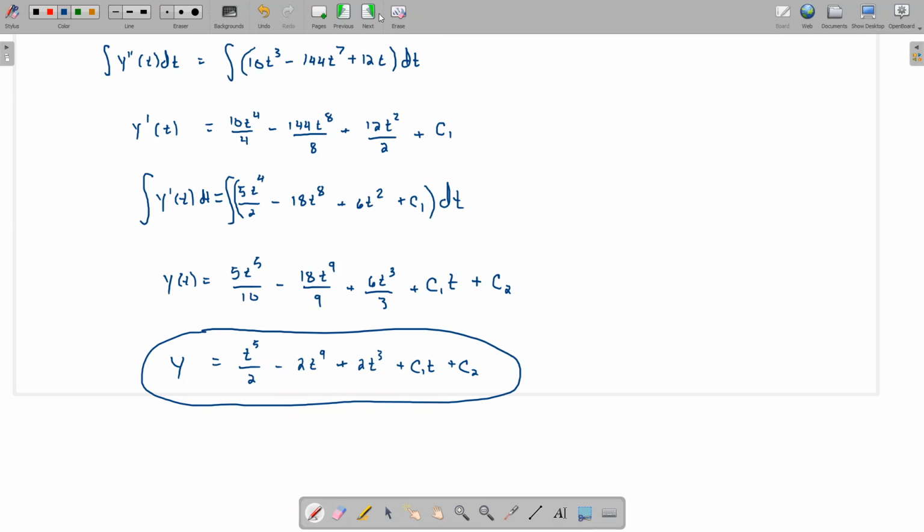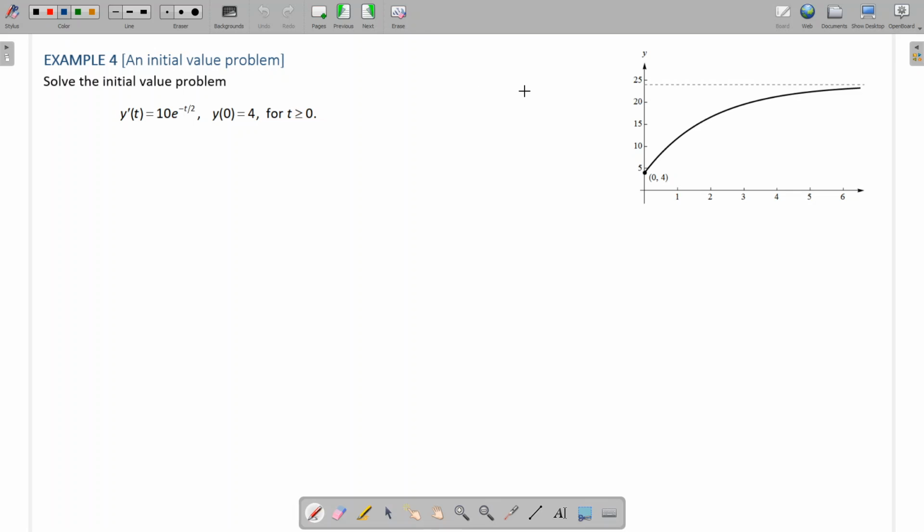Okay, let's try another initial value problem. So we've got a differential equation and we have an initial condition. So just as the previous one, we're going to take an antiderivative. And all of our integration rules still work here. So for this particular example, you might want to do a substitution. You don't have to, but let's just do a substitution.